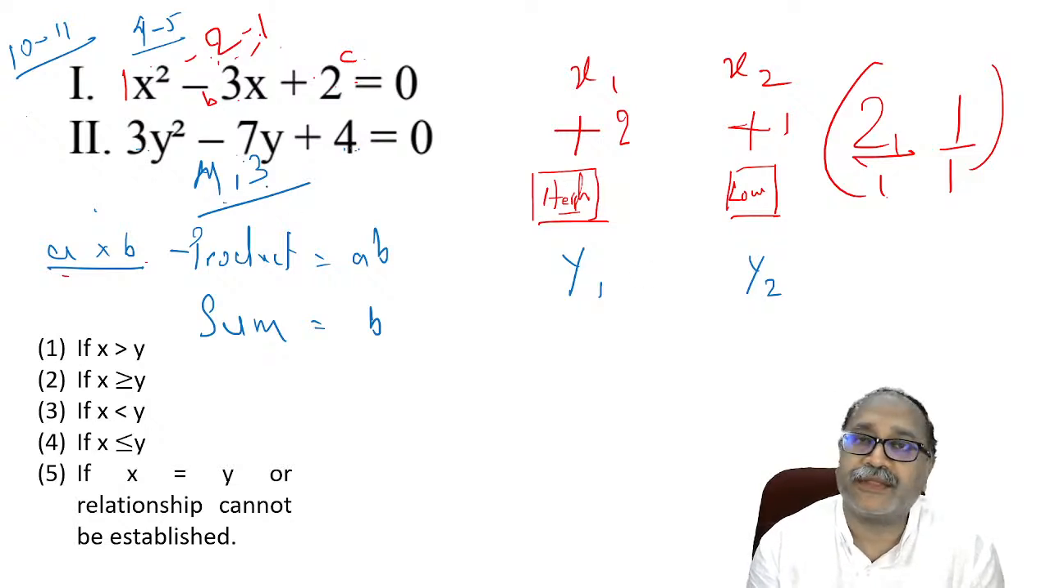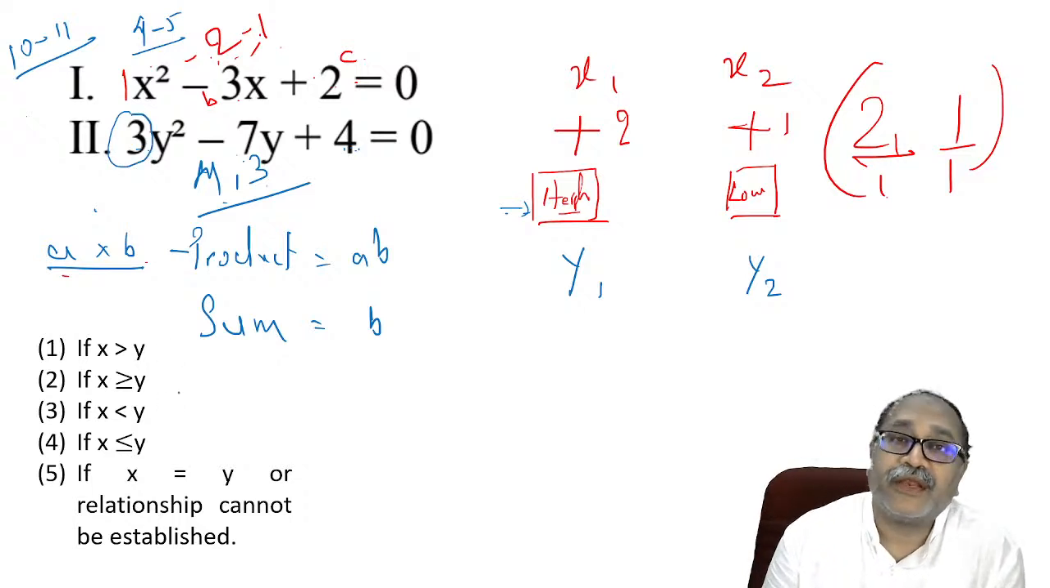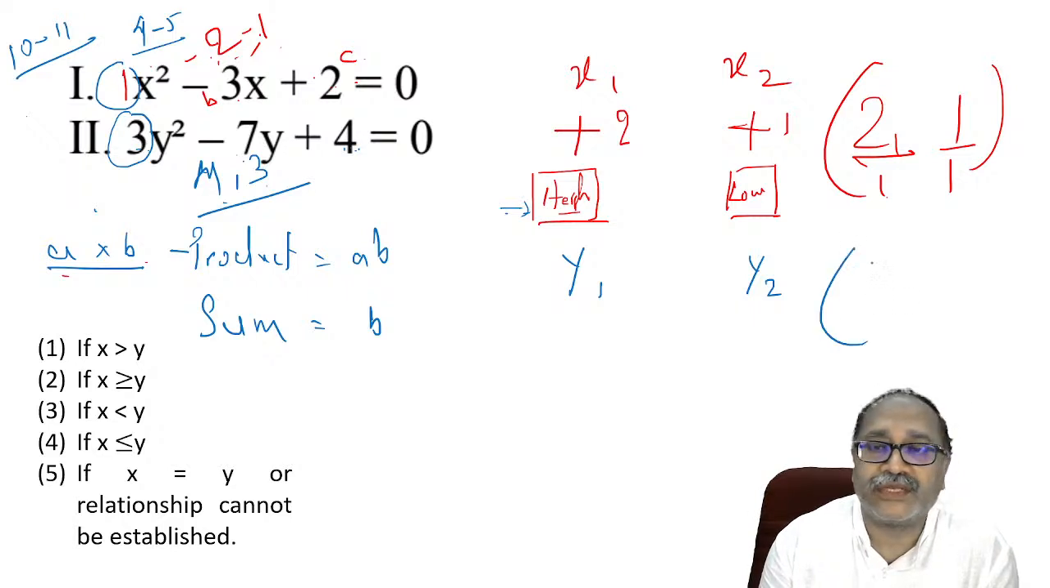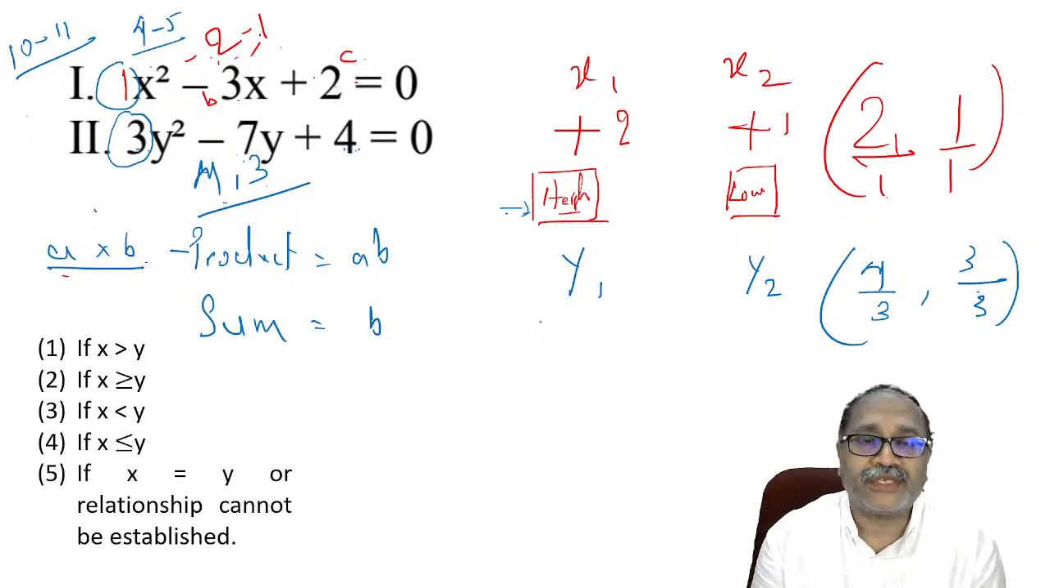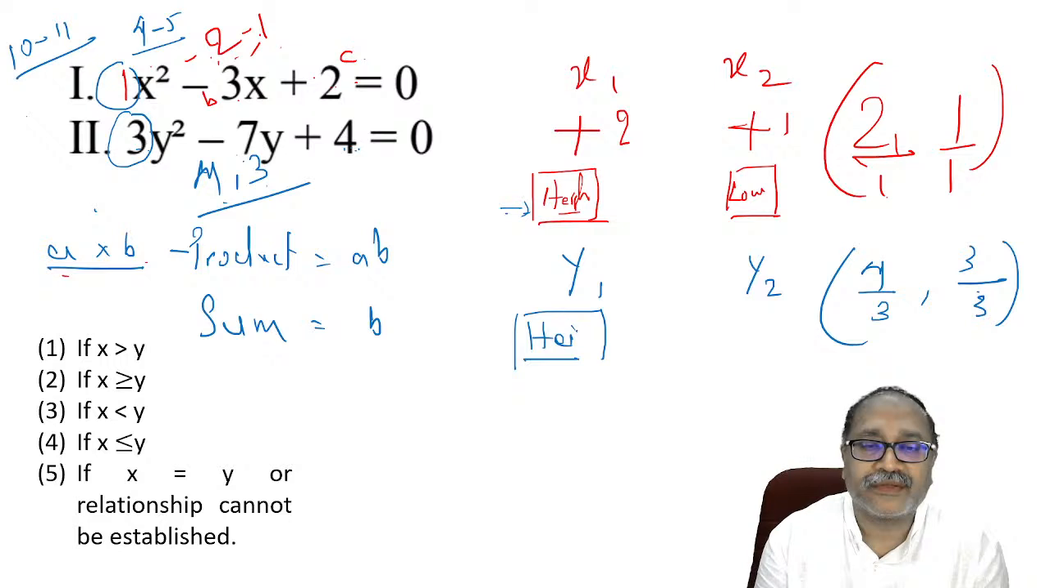Now here y1 and y2. This is 4 and 3. So if this is 4 and 3, the bigger number always comes first. Look at this one, the highest number always comes first. So it is 4 divided by a. Here a was 1. So 4 divided by 3 and 3 divided by 3. Which number should come first? The higher number should come first.